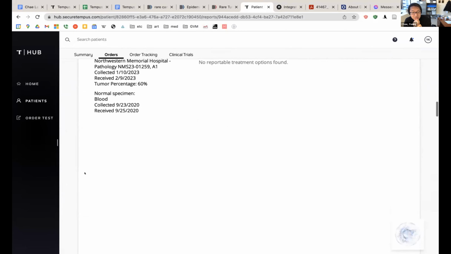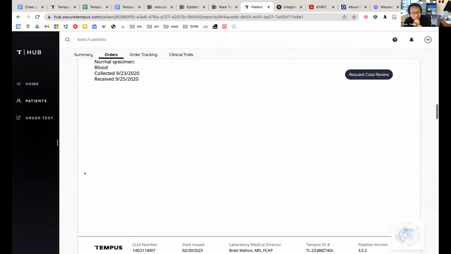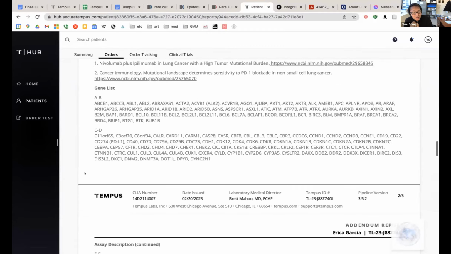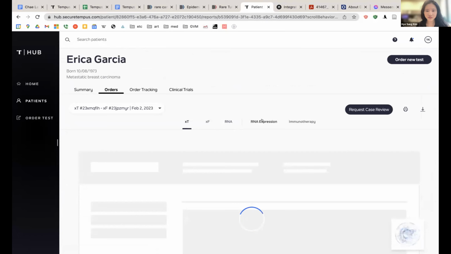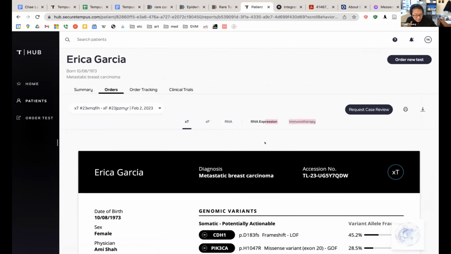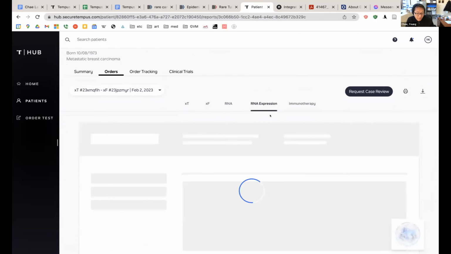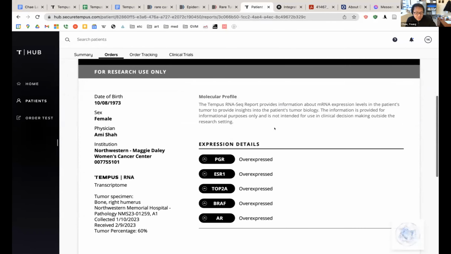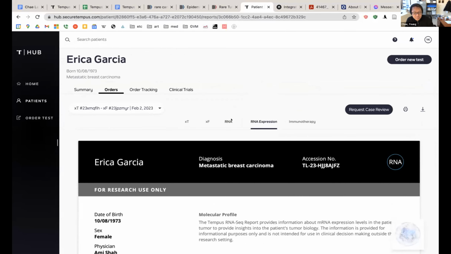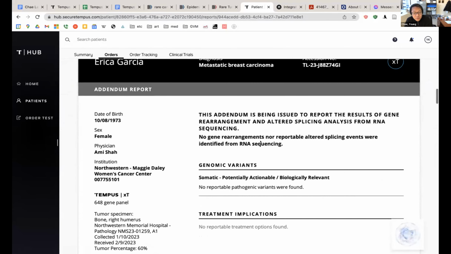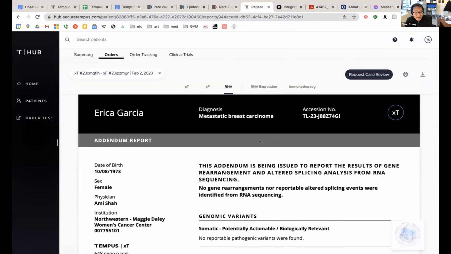Addendum, RNA sequencing, no gene codon, no gene arrangement. Oh, so I think this is a fusion report. RNA sequencing can lead to better identification of fusions, and expression is expression. So this is really a gold mine. We have a lot of breast cancer, bladder cancer, but we just have to ask the right question.